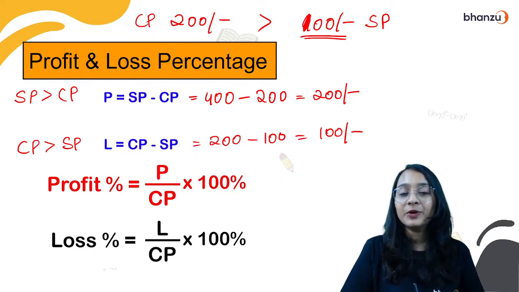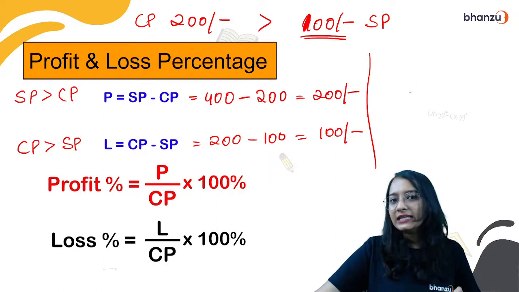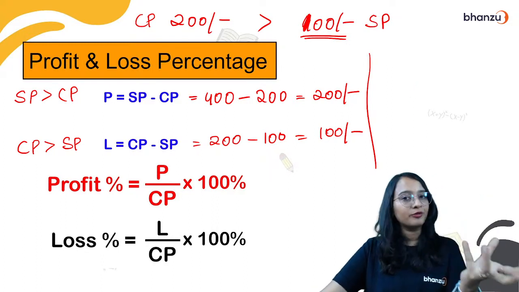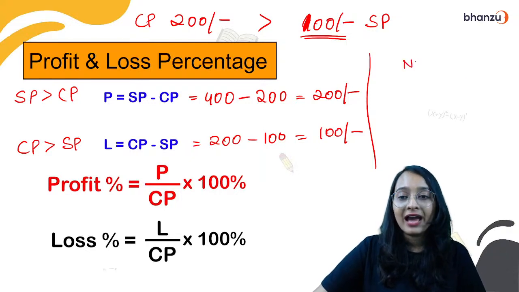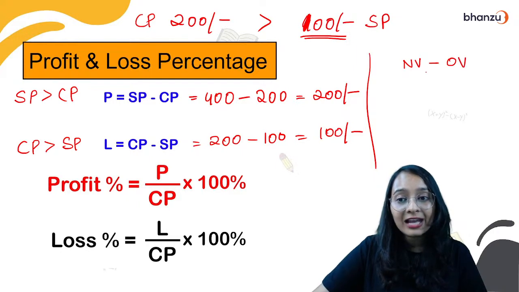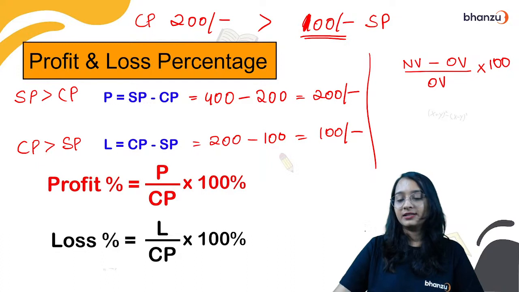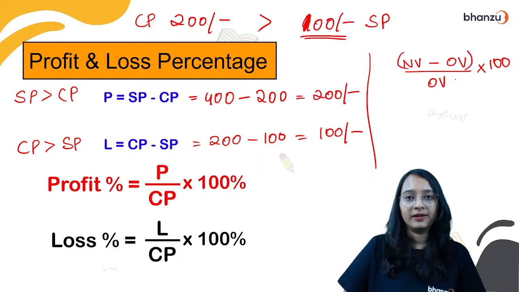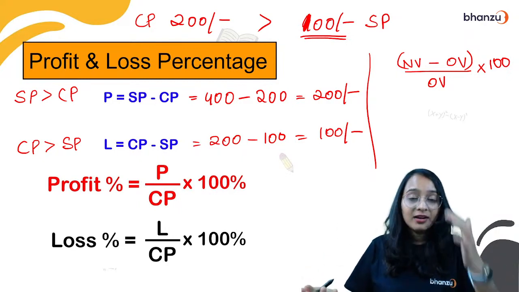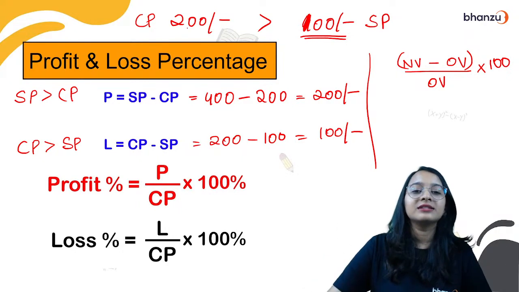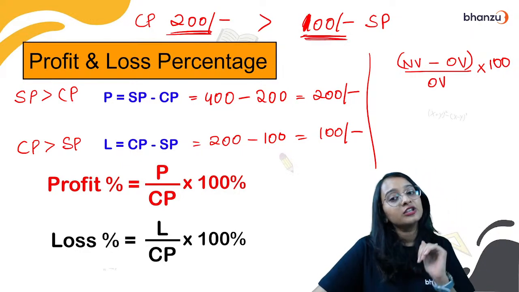Now to convert into percentage, it's the same as percentage increase or percentage decrease. Let's take percentage increase to be profit, percentage decrease to be loss. So what happened there? New value minus original value divided by original value multiplied by 100%. So this new minus original is what? SP minus CP or CP minus SP. Original and new value is this. So CP is the original value. SP is the new value.